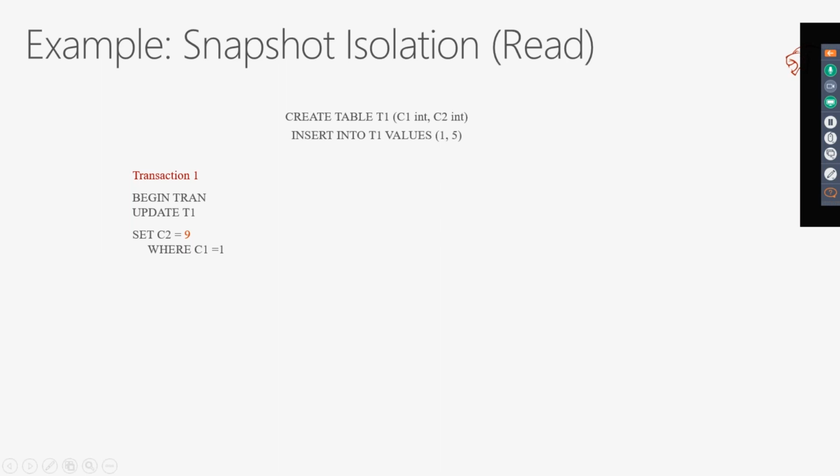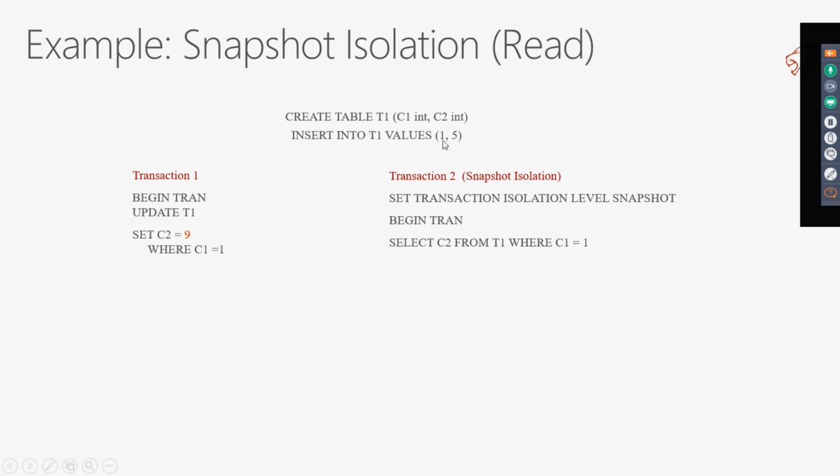I inserted the row. I'm updating the row saying update T1, set C2 to 9, where C1 is equal to 1, right? That means now my blue row has 9 for C2, and my red row was 1, 5. Now if I run under snapshot isolation, begin transaction. Now what happens is the snapshot isolation transaction says what is the state of my database at the beginning of my transaction. Okay, so the state at the beginning of the transaction, the committed state, was 1, 5.